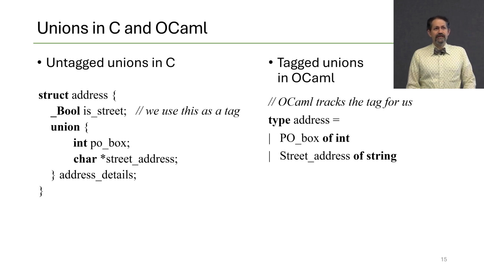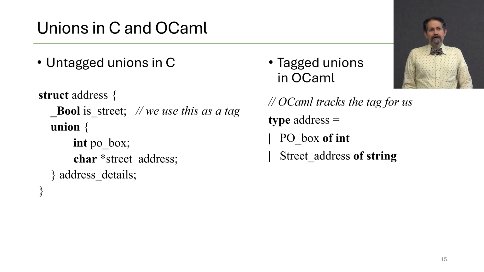Let's look at unions in C and OCaml to illustrate these differences. C has untagged unions. So here we have a struct address, and we'll have a Boolean that tells us whether it's a street address or a PO box. Then we have a union that says, okay, in one case it's a PO box and we'll keep track of an integer there. In the other case, it's a street address and we'll keep track of a char pointer. The union is named address details so we can access it.